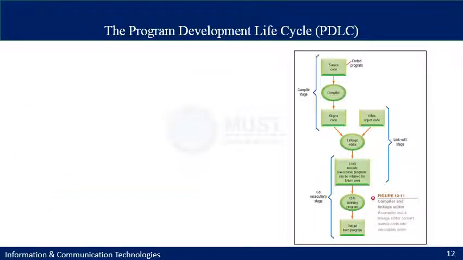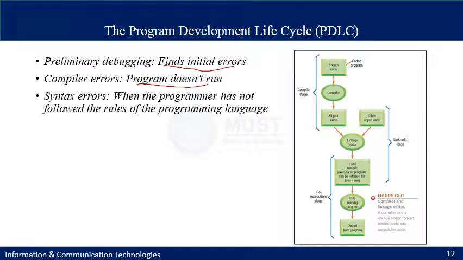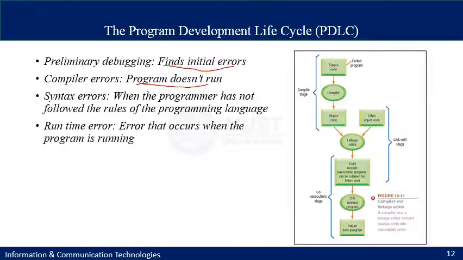Debugging can be done at several levels, and at the most basic level, its purpose is to find the initial errors. At this time you are more concerned about the compiler's errors. If you have compiler errors, your program will not run smoothly. On the other hand, you may have syntax errors, which occur when the programmer has not followed the rules of the programming language, or has written something wrong deliberately.